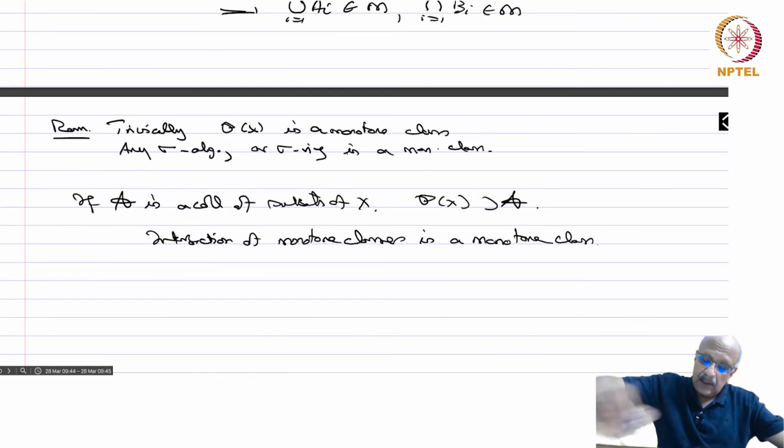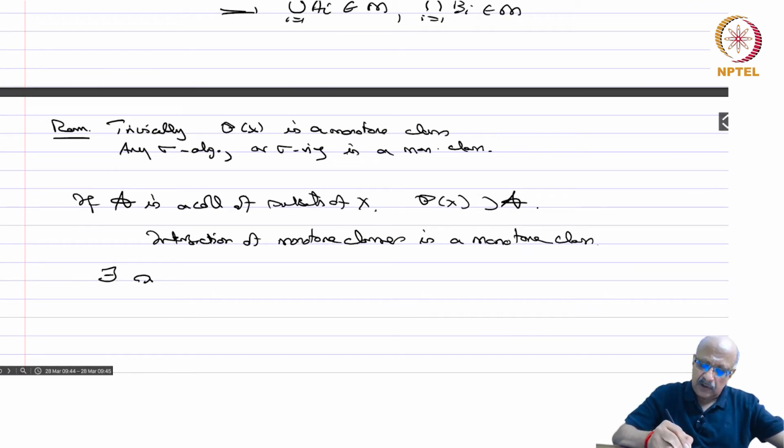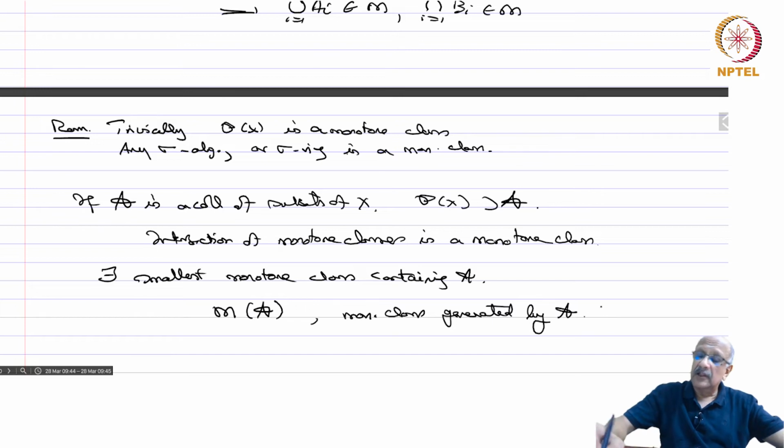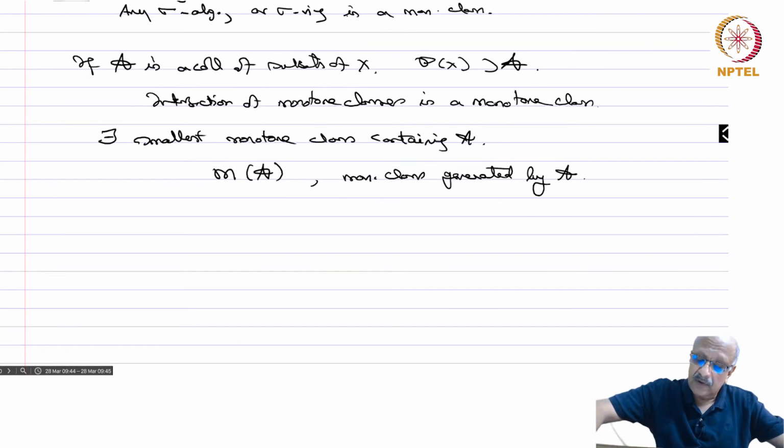Therefore, there exists the smallest monotone class containing A, and this is called M of A, and this is also called the monotone class generated by A. So given any collection, you also have this. Okay.